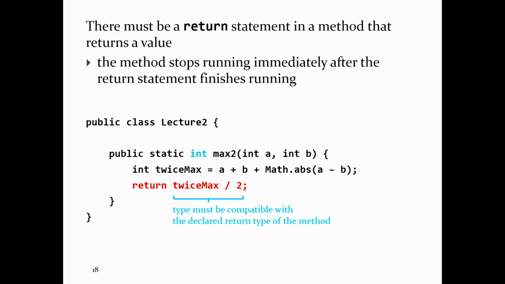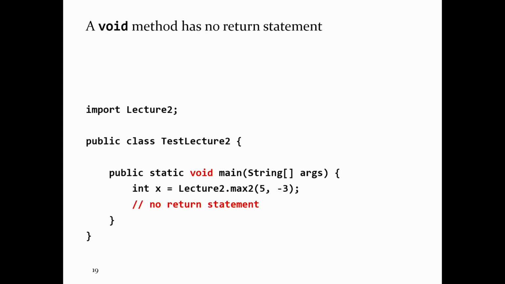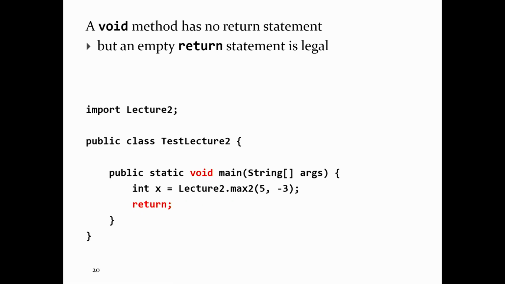As soon as that return statement finishes running, the method stops running. So return statements end the execution of a method. Void methods have no return statement because they return no value. So all of our main methods, typically, have no return statement. However, an empty return statement is legal. I can say return nothing. The return statement still ends the method, so execution of the method stops, but no value is returned. That's legal, and no one writes that. So you probably should not write that in your methods.